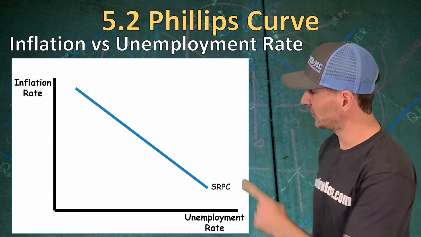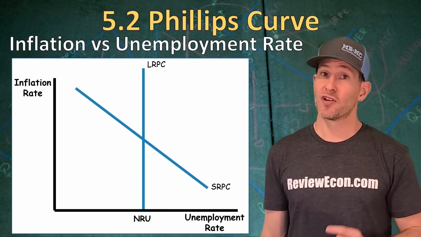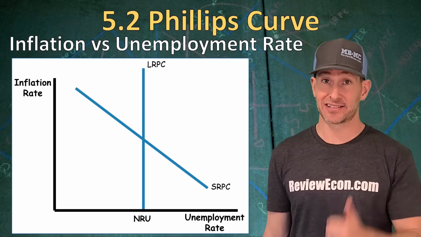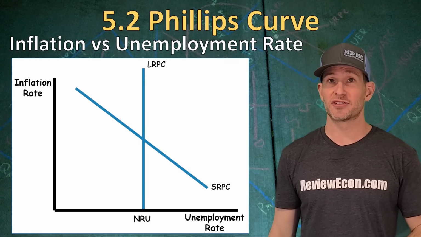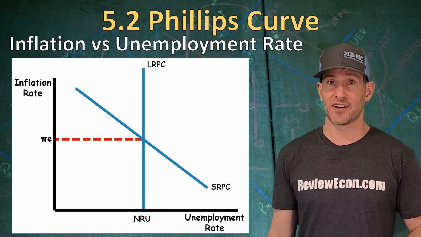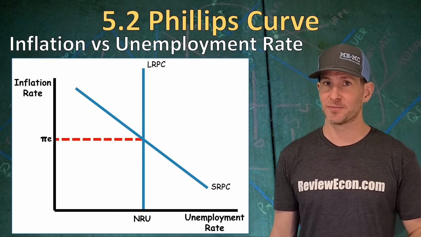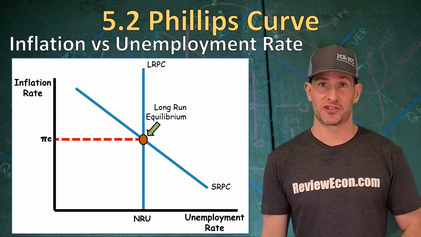As a result, we have a long-run Phillips curve that is vertical at the natural rate of unemployment. Remember, the natural rate of unemployment is frictional unemployment plus structural unemployment. At the intersection between those two curves, we find the expected inflation rate. And when the natural rate of unemployment equals the current rate of unemployment, we are at long-run equilibrium. We find that at the intersection between the two curves.